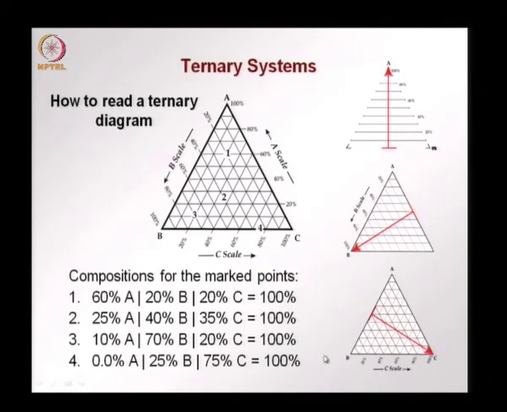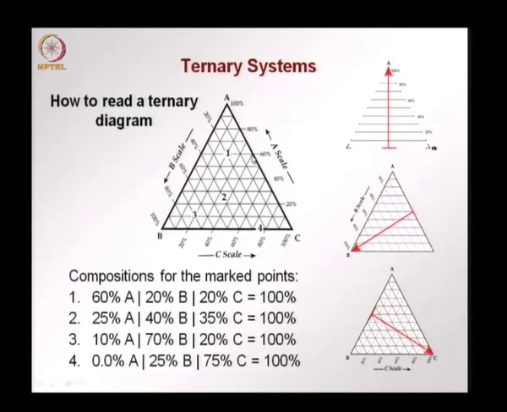So, to illustrate, we have marked 4 points. We want to know what is the composition at point 1. We start by seeing how much would be the percentage of A. So, we go to the base opposite to the apex corresponding to A, and we see what would be the composition. This would be 0% A, 10, 20, 30, 40, 50, 60%. So, this point has 60% of A in its composition.